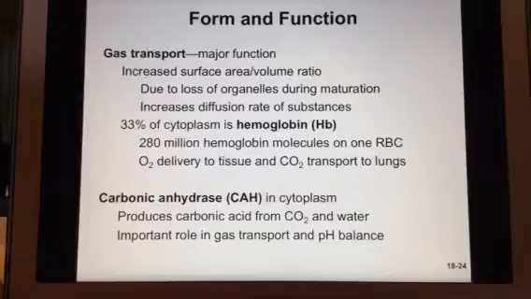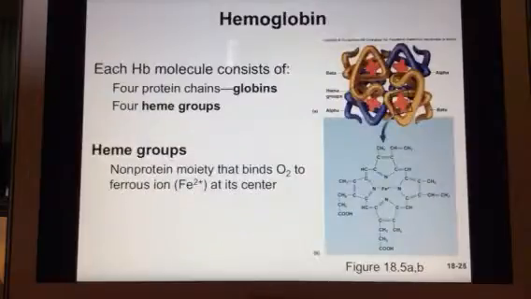And then 33% of the cytoplasm is hemoglobin, which is a protein that is extremely important in allowing the red blood cells to function the way they do in oxygen delivery and carbon dioxide transport. There are 280 million hemoglobin molecules on one red blood cell, which is amazing to me.